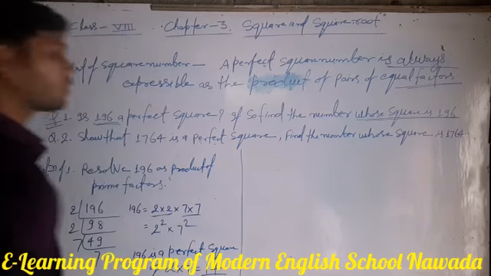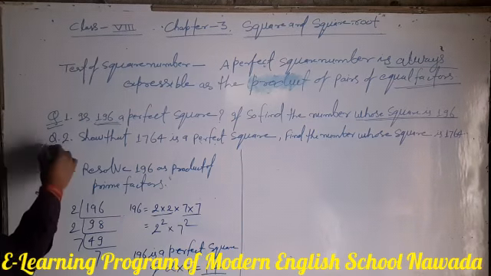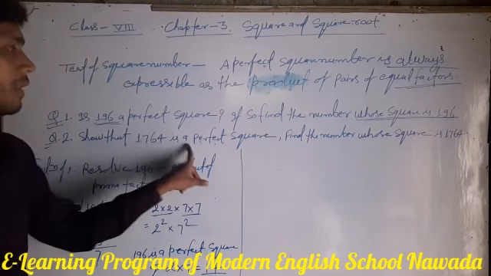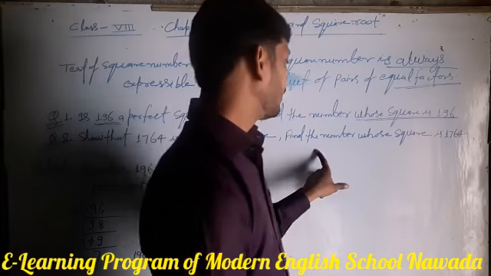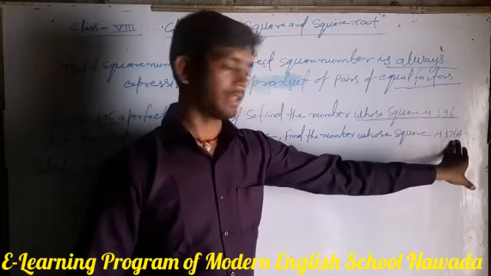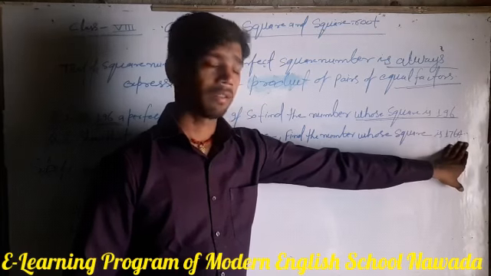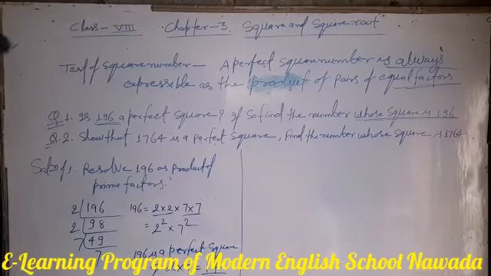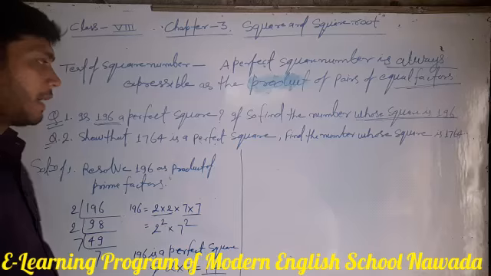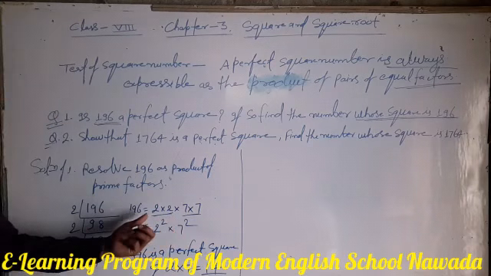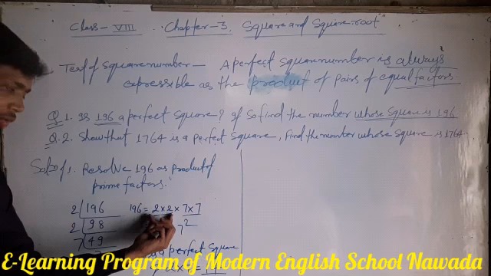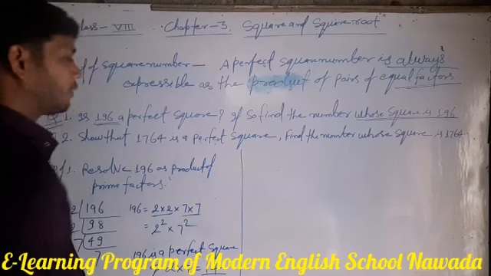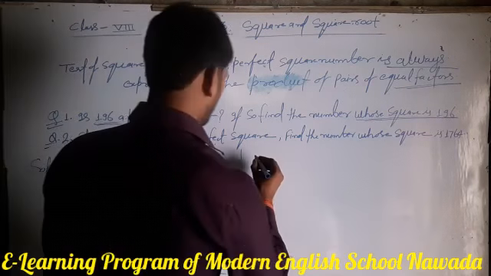Again, your next question, the second question: 1764 is a perfect square, find the number whose square it is. For finding this, you have to find the prime factorization of this number, and after that group each prime factor in pairs. So now first of all we have to solve this question.